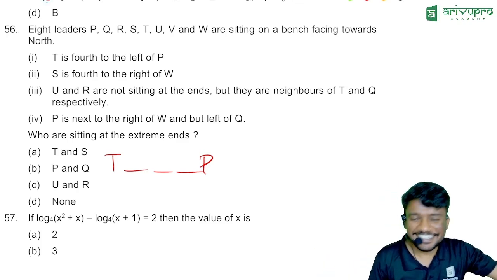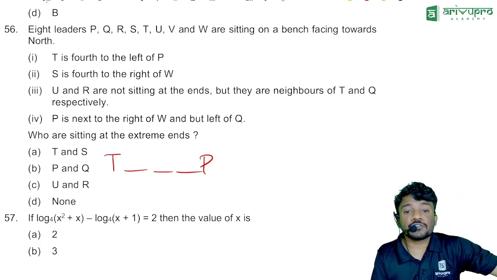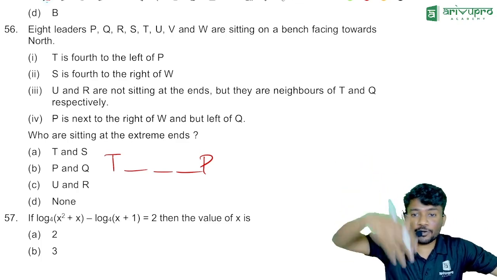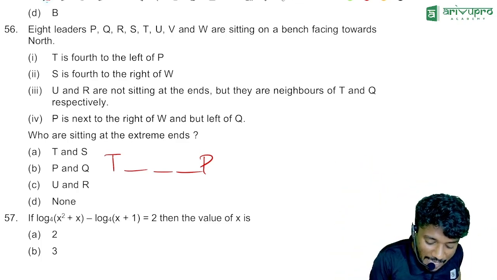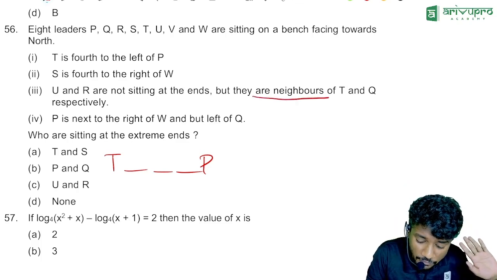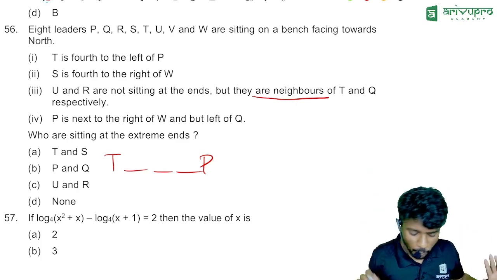No. Fine. Now, what else is given? S is 4 to the right of W. Do you know where W is? In the alphabets. We don't know where it is here. Then, U and R are not sitting at the end, but they are neighbors of T and Q respectively. Let it be there. We don't want to write anything now also.